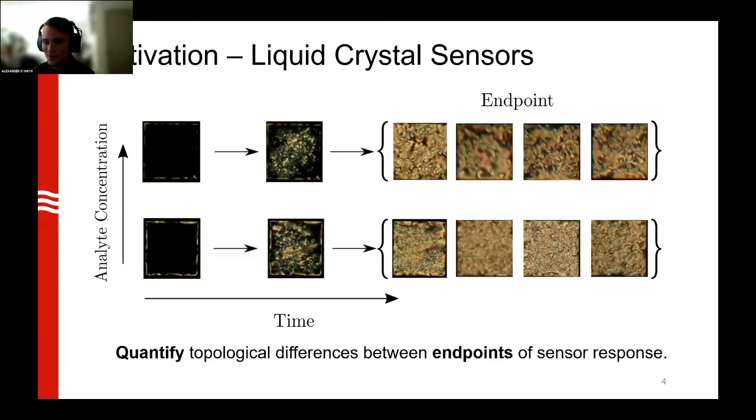So we have the sensor response. We want to be able to not only tell whether or not it's there, we want to see at what level that concentration is. Here we're looking at two systems where we have a low analyte concentration and a texture associated with that on the bottom, and then a higher analyte concentration. Our goal here is really to quantify the differences between these endpoints, and the way that we're going to do that is through this idea of topology.